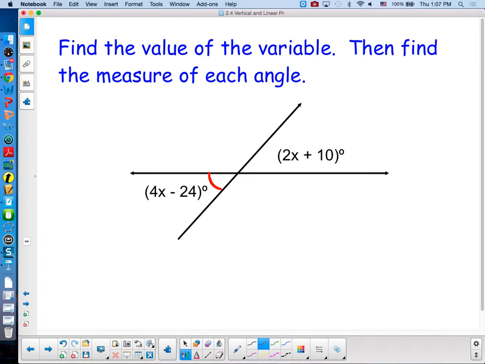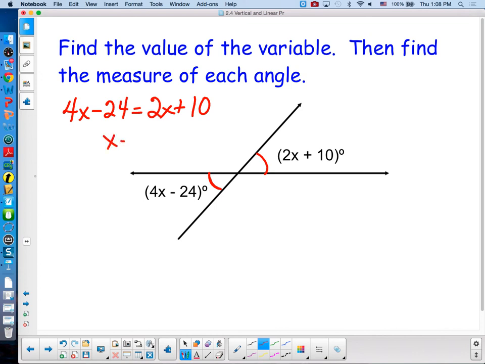Are they vertical or linear pair? Vertical. Vertical angles are congruent, equal each other. So they need to equal each other. So your equation needed to be 4x minus 24 equals 2x plus 10. That's how you start.